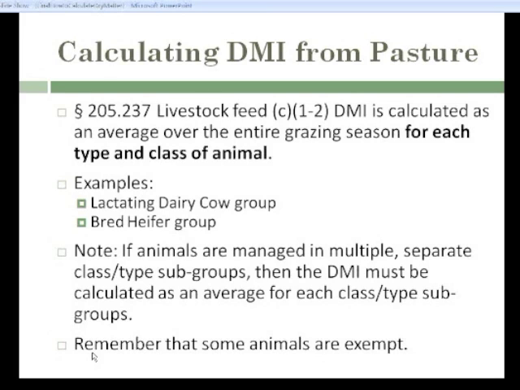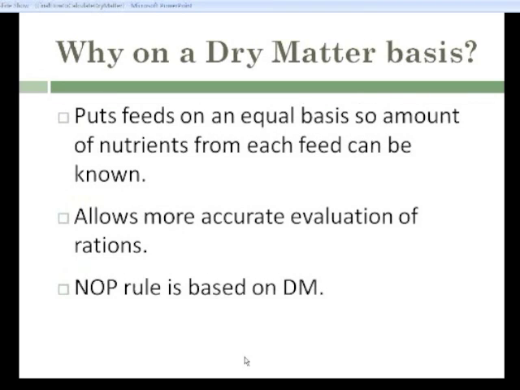And then just a reminder that some of the animals on your farm are going to be exempt. So some of your close-up dry cows, some of the cows that have just recently had their calves, and of course the calves up to 6 months are just some of the animals that are exempt from having to meet the pasture rule. And there's a full list of all of those exempt animals in the housing section, 205-239 in the rule, that you should take a look at.